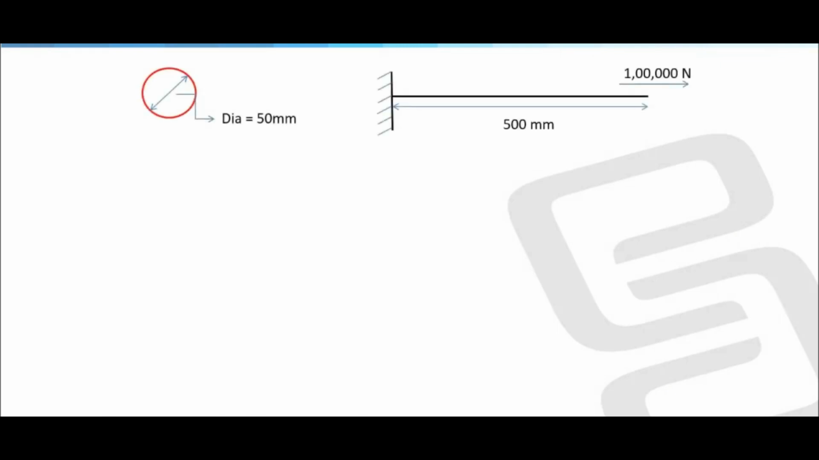So here you can see the cross section of the rod element, which is a solid circle of a diameter 50 mm. The length of the element is 500 mm and the loads and the constraints are also defined here. Now we also have the material property defined here, that is the Young's modulus and Poisson's ratio. This is for a steel material.